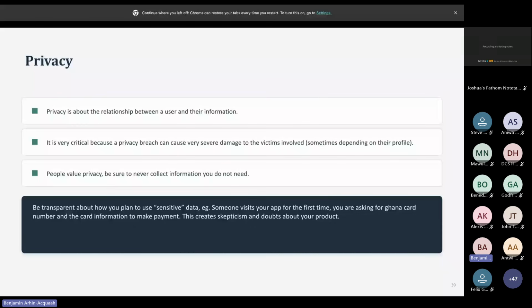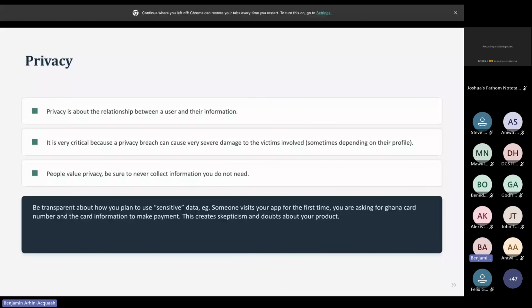So, for example, if I visit any platform that instantly asks me to provide a Ghana card number, if it is not a government service that I think I truly need, then all of a sudden I see you asking me to upload my Ghana card or provide my Ghana card number, that turns me off instantly, and I'm not going to do it, right?